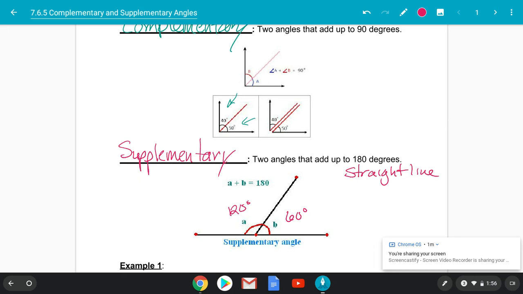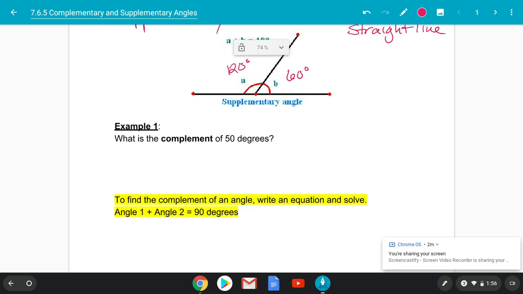One of the things that we have to be very careful with for this lesson is paying attention to the vocab, complementary versus supplementary, and knowing what they mean. Complementary angles will make a corner, right? We can think of the 90 degree angle as like a corner. And supplementary will be 180 degrees and that will form a straight line. So let's look at some examples.